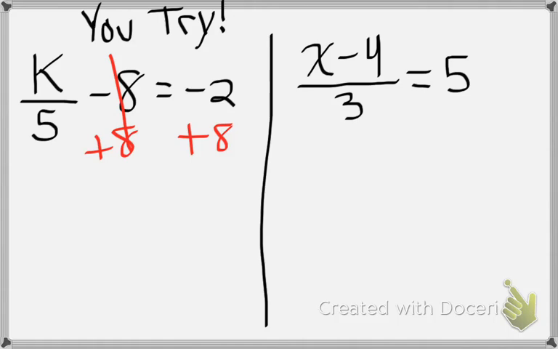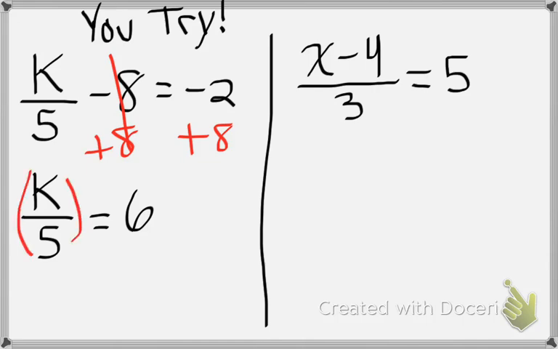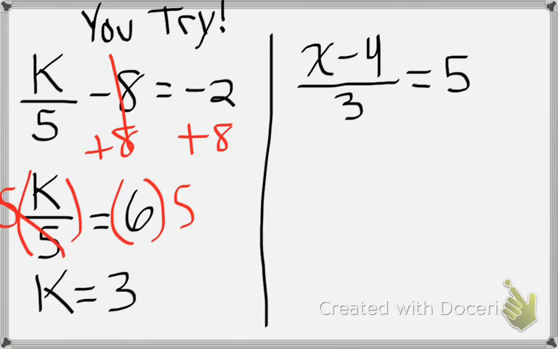Alright, so they cancel on the left side, so we're left with k divided by 5 equals -2 plus 8, well that's 6. So now you just have to get rid of divided by 5. To get rid of divided by 5, the opposite is multiplied by 5. So I'm going to multiply everything by 5 on both sides. The 5's cancel on the left side, and we're left with k. And on the right side, we have 30. So k equals 30. That is the value that'll make this equation true.